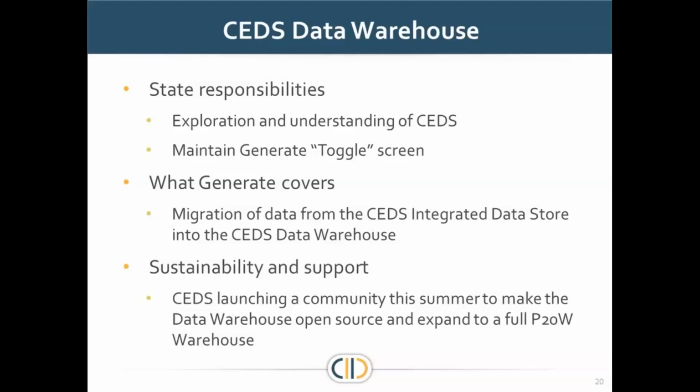For sustainability and support, I want to make mention of something that's taking place. CEDS is launching this summer in July an open source community. It'll be officially announced at StatsDC in July, and the purpose is to expand that CEDS data warehouse to a full P20W structure. Presently the CEDS IDS, which is that highly normalized structure where the data starts, is fully P20W. It contains every CEDS element. But the CEDS data warehouse presently is only K-12 and contains only those elements necessary to do all of EDFacts reporting. So it's a lot of elements, but it's not a full P20W, and it doesn't have every K-12 element.